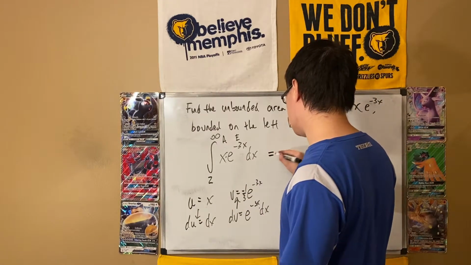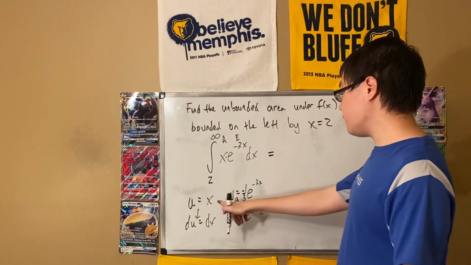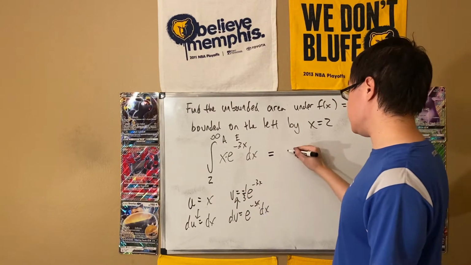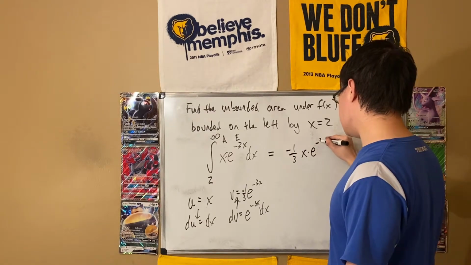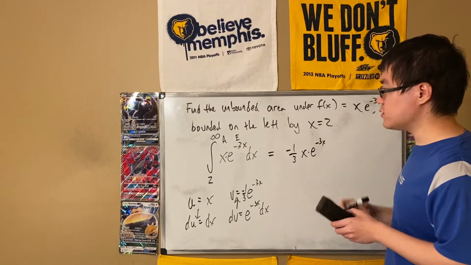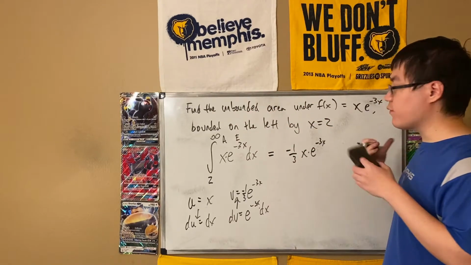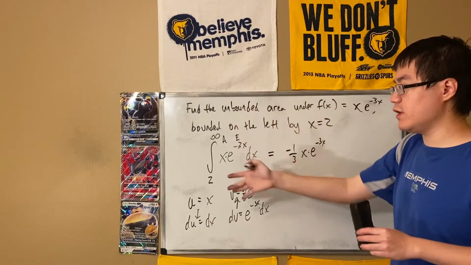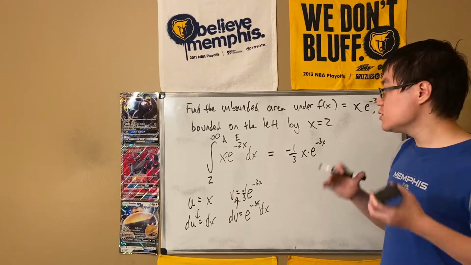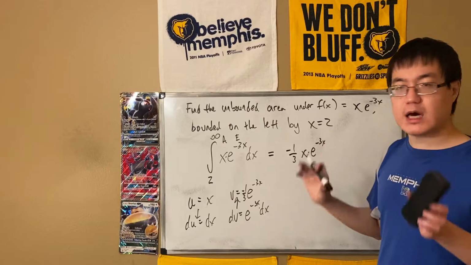So what we're going to do is we're going to write equal here. So first off, remember it's u times v, so it's going to be negative 1/3 x times e to the minus 3x. And what we're going to do is we're going to plug infinity and 2. But for right now, I think it will be easier just to find this integral and then just plug infinity and 2 into the last answer. So I'm going to leave the top minus bottom for now.